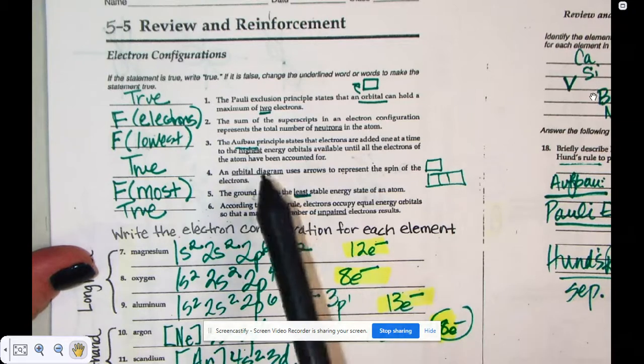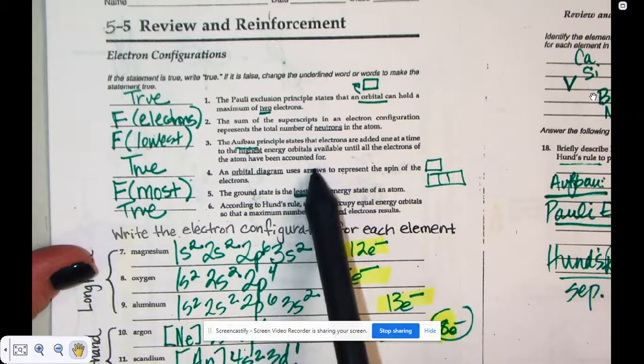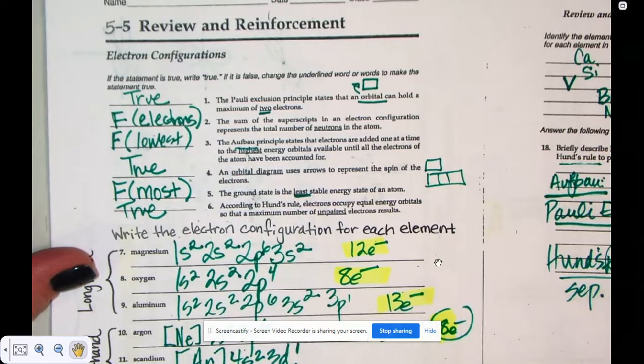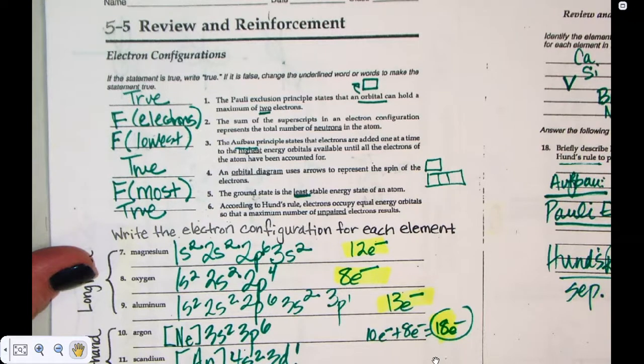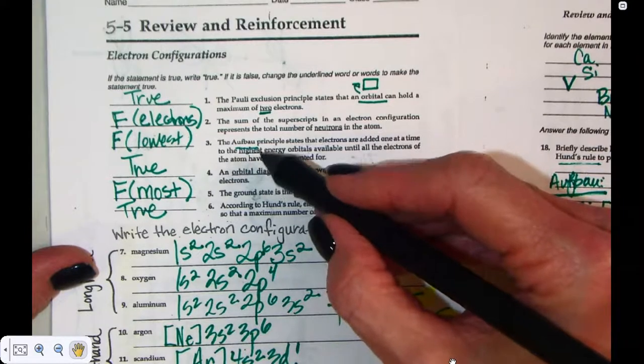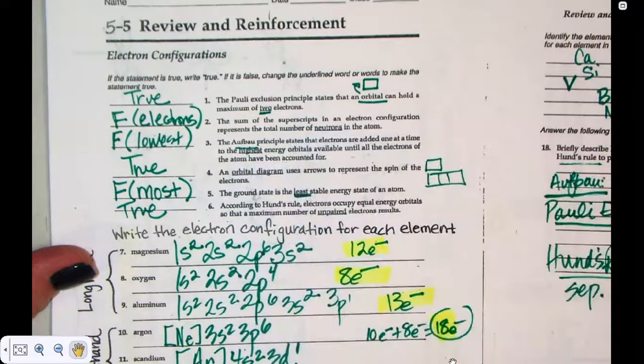It says here to the highest energy orbitals available until all the electrons of the atom have been accounted for. Well, that's a false statement. The underlined word here says highest. Well, Aufbau, remember, is a German word, and in German it means to build. And when you build something, you build from the foundation up. So you should change the underlined word highest to lowest, and then that would be true. You do fill your lowest orbitals up first, and then you continue filling up your orbitals until all of the electrons in the atom have been accounted for.